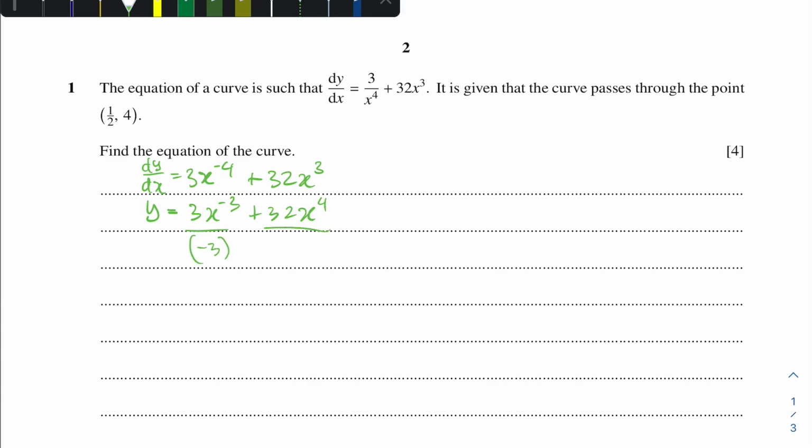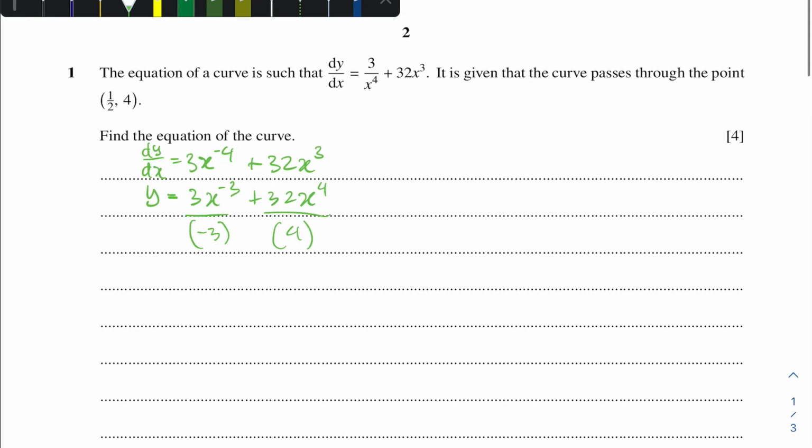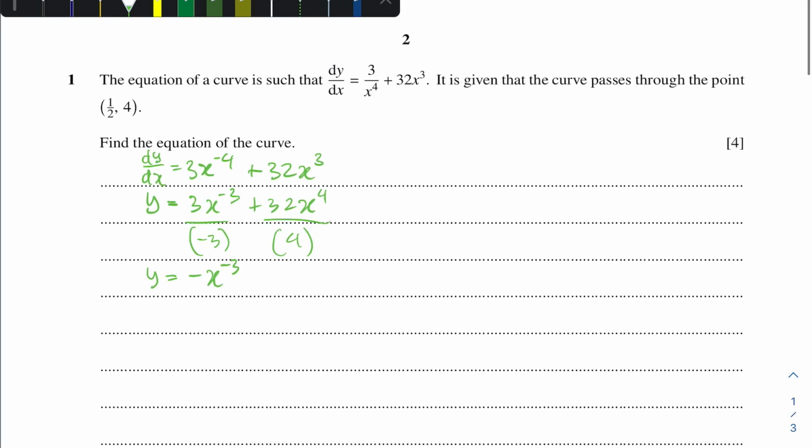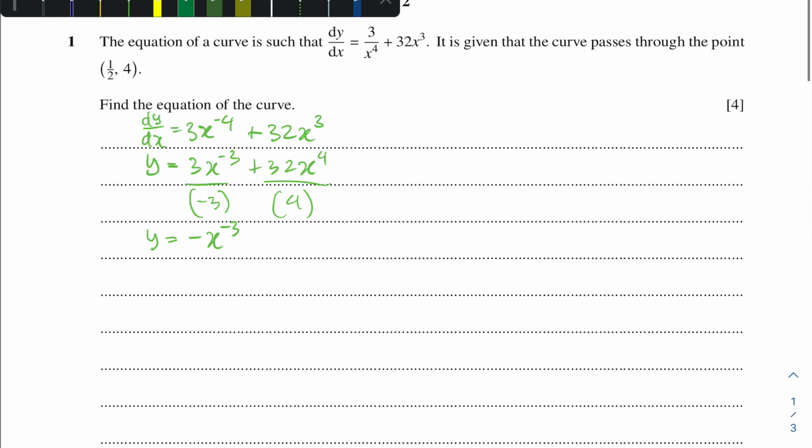Also the same in this one. Alright, so from here we would get negative 3 divided by negative 3, which is negative 1. So negative x to the negative 3. So the 3s cancel out right there. You see that? So 32 divided by 4 is 8. It's going to be plus 8x to the 4th.